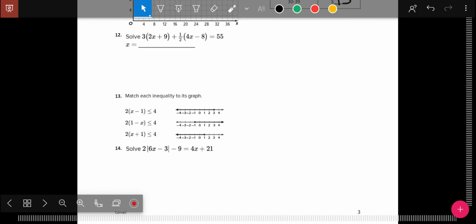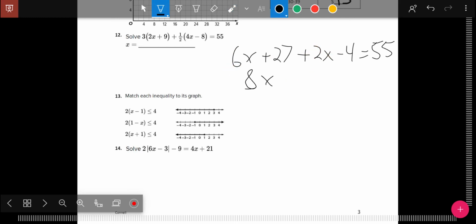Number 12, I need to distribute first. So I'll get 3 times 2x, 3 times 9, and 1/2 times 4x, and 1/2 times 8. And so I get 6x plus 27 plus 2x minus 4 equals 55. Now I want to combine like terms. So I combine my x's, 6x and 2x, make 8x. 27 and -4 make 23.